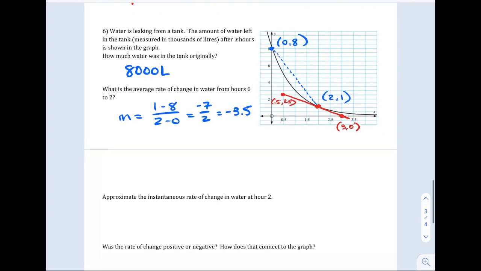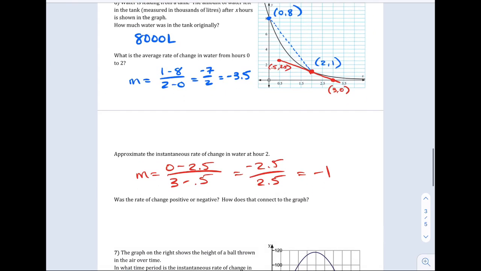So I'm going to find my slope between those 2 points. I'm going to subtract my y's. So 0 take away 2.5, all over, subtract my x's, 3 take away 0.5, which is negative 2.5 over 2.5, which is negative 1, which means we're losing 1,000 liters of water in the tank every hour that passes, or right at that spot is the average rate of change.